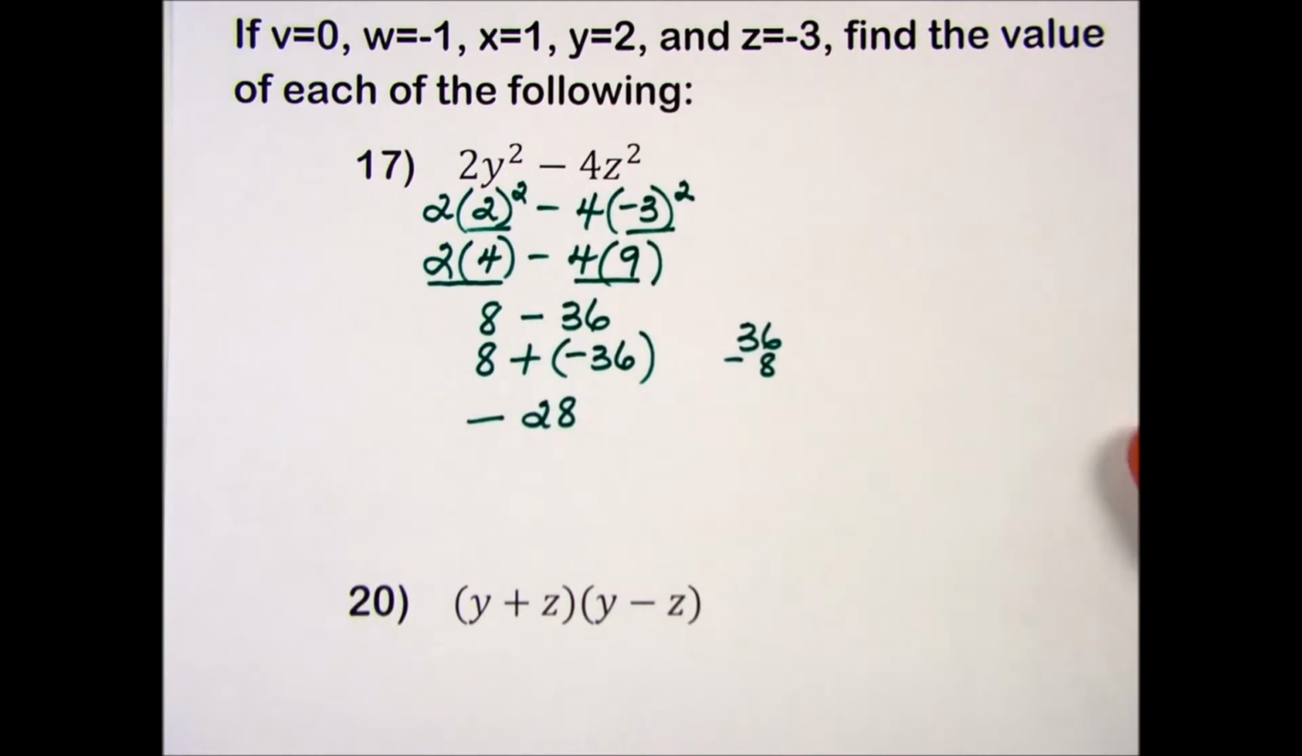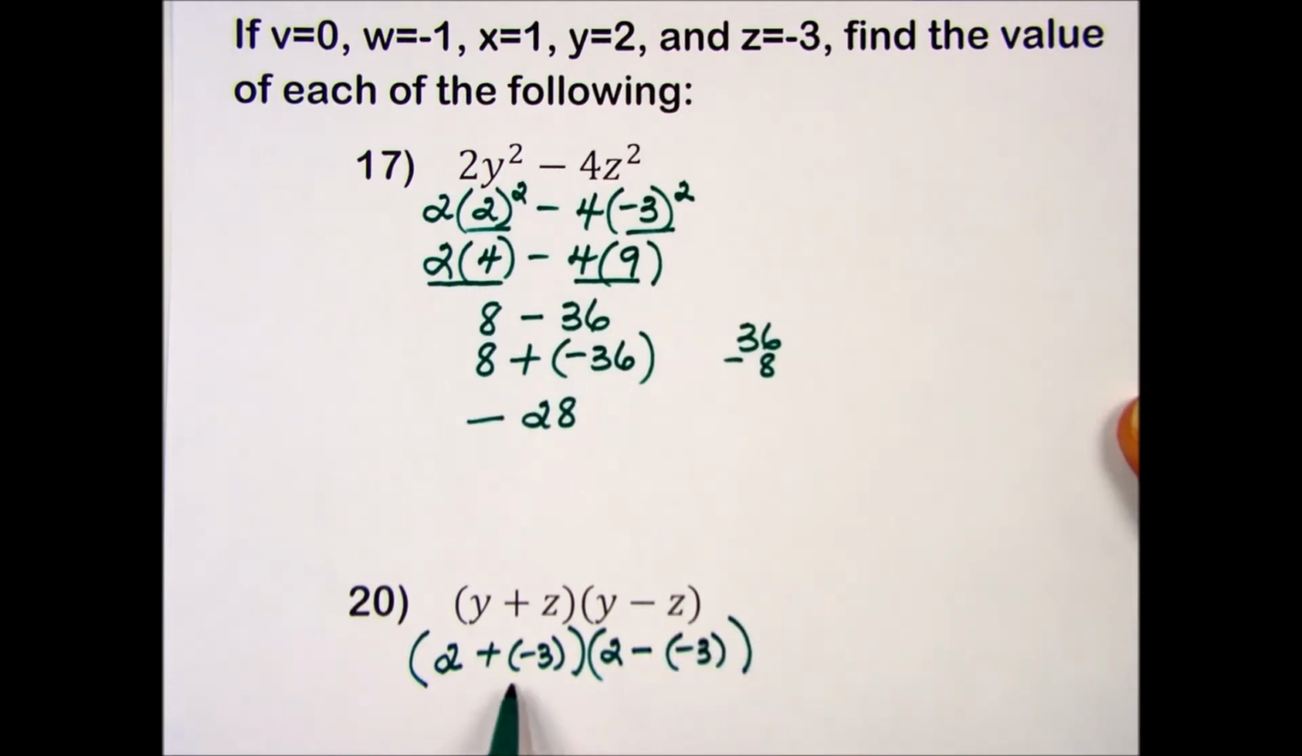In number 20, we have parentheses, and the top priority in the order of operations is to simplify inside the parentheses, and then we'll take care of the implied multiplication. So to start this out, I'm going to replace the variables with the given values. Y is a 2, z is a -3, y is still 2, subtract the z given as -3.